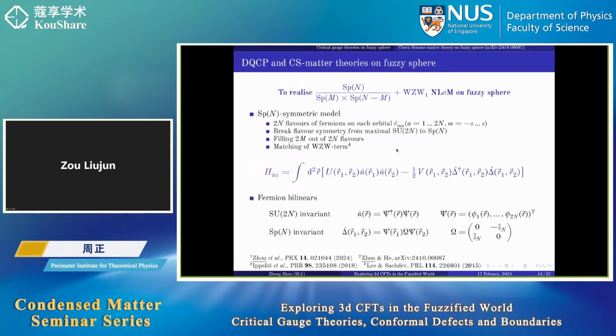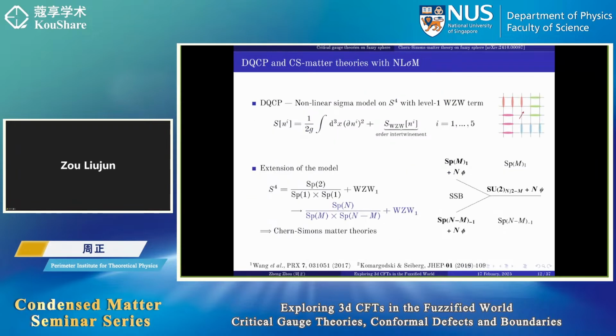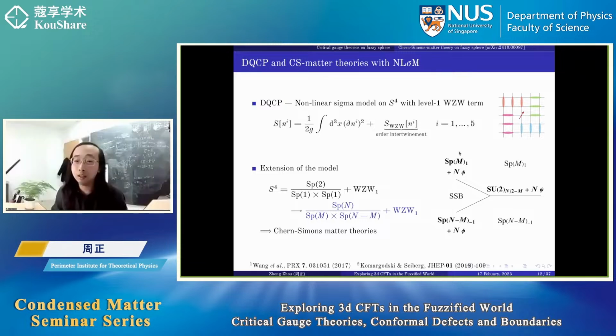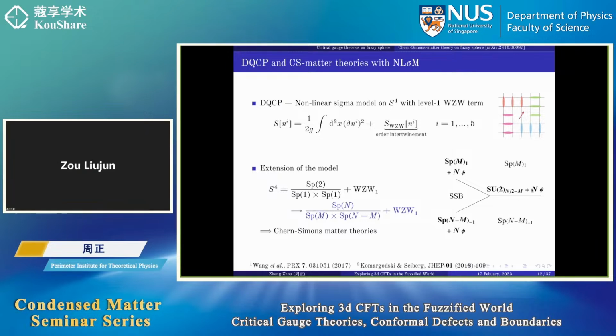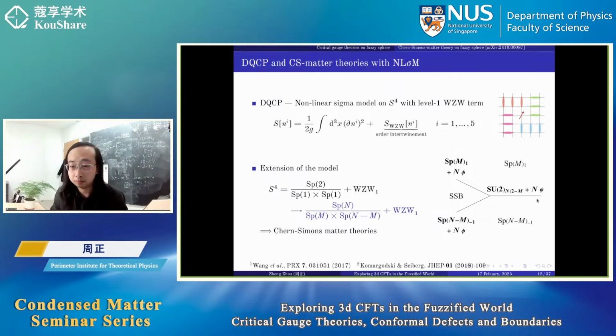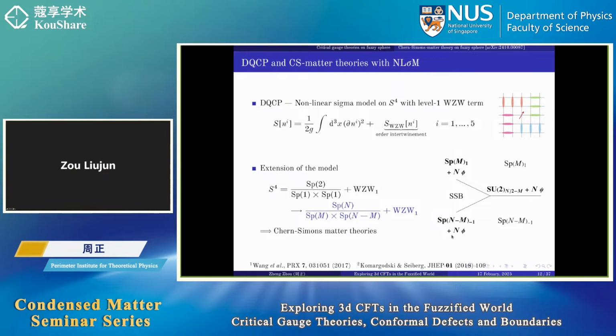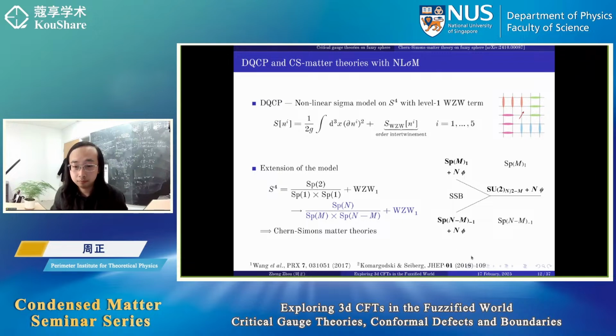Sorry. Hold on. I don't remember. Can you remind me, for Spn over Spm times Sp(n minus m) for any n and m, do people know what the corresponding gauge theory is? These are all the possibilities I list here. Here, phi means bosons and psi means fermions. For each n and m, there are multiple possibilities for the gauge theories. Yes, exactly. Thank you.